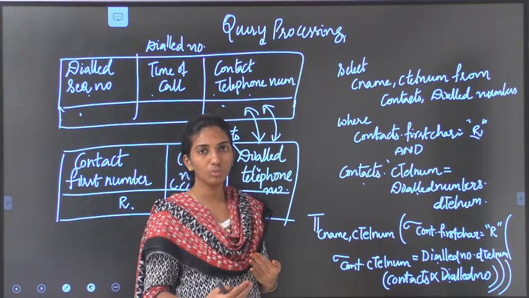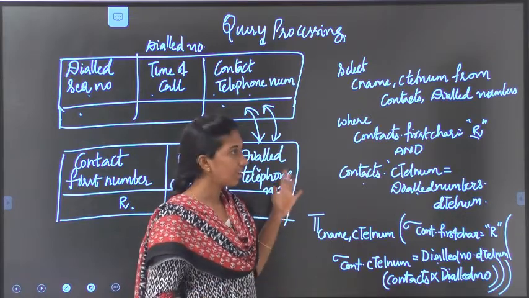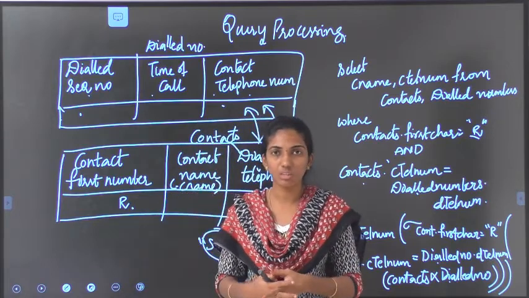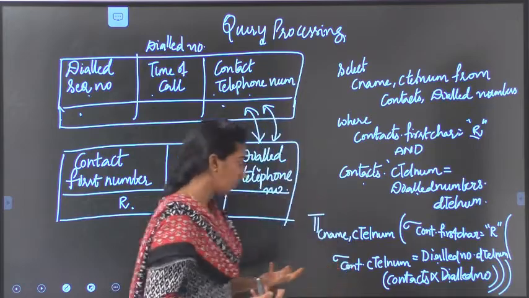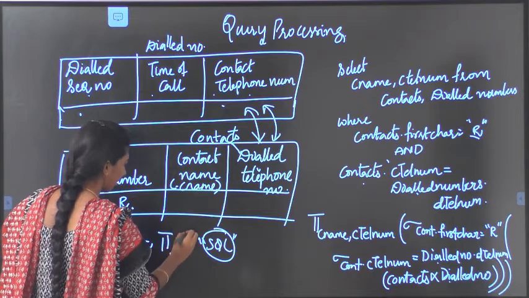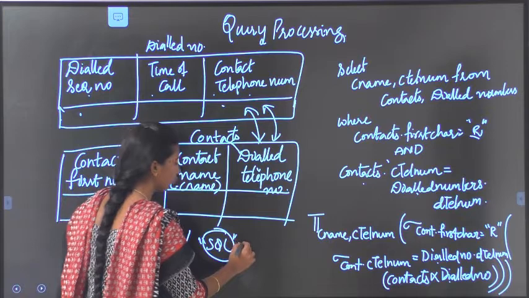But if I want to do this in a relational algebraic expression, because basically English is not understood by the machine language, it needs to be converted into a relational algebraic expression. For that we have certain operators like sigma, pi and slash. So what is sigma used for?